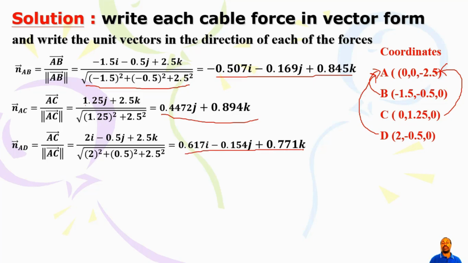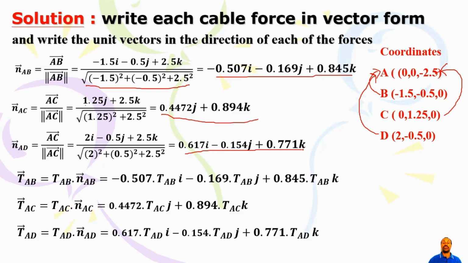Once you have identified the unit vectors, you should calculate TAB, the force as a vector. All forces should be in vector form. So TAB is the TAB magnitude times the unit vector in the direction of AB. You multiply TAB by this unit vector, and after multiplication you get negative 0.507 times TAB i, etc. Then TAC, again the same.